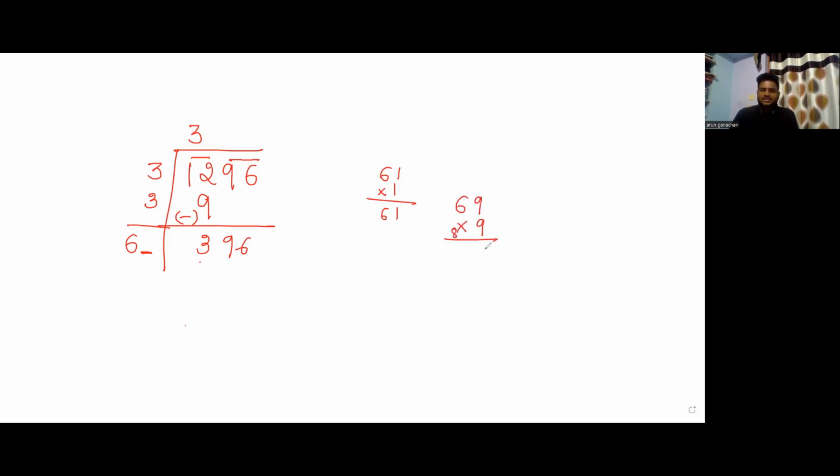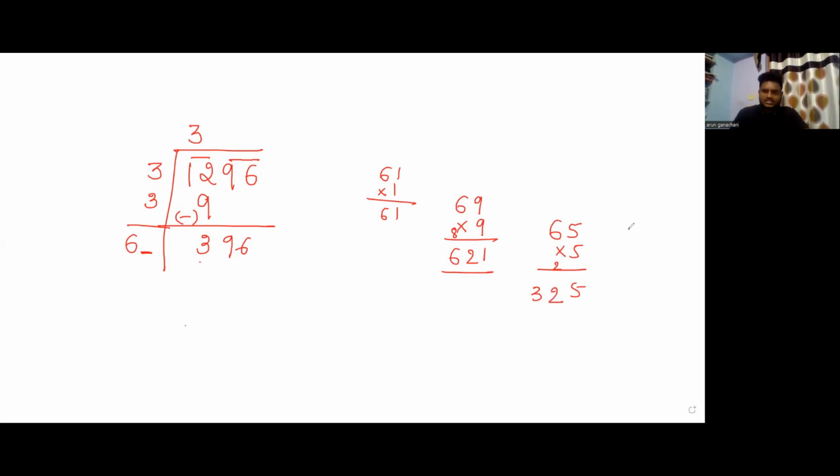9 9s are 81, 9 6s are 54. 54 plus 8 is how much? 621. 621 is bigger than what we are expecting. Now we want a smaller number. So what will I do? I'll take 5. 5 5s are 25, 5 6s are 30 and 2, that is 325. This is smaller than what we are expecting.